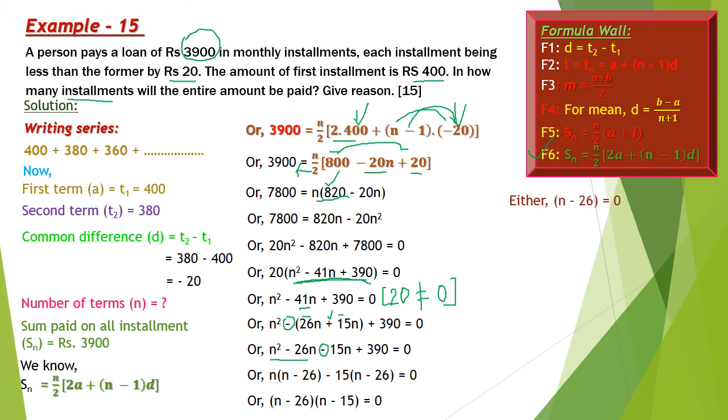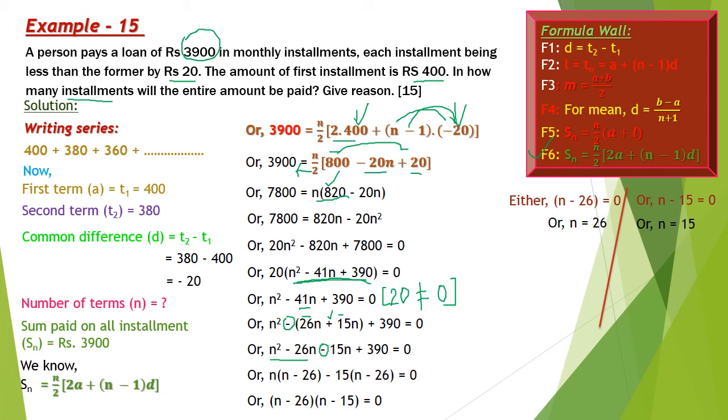Either n minus 26 equal to 0 or n minus 15 equal to 0. Now we know the value of n is 26. Also the value of n is 15. So both are positive, both numbers are positive. Out of these two only one is our answer.